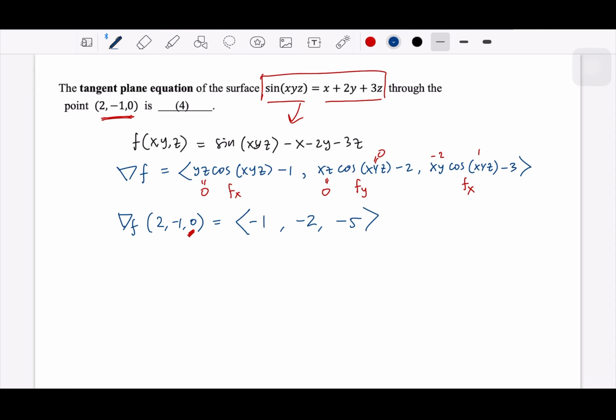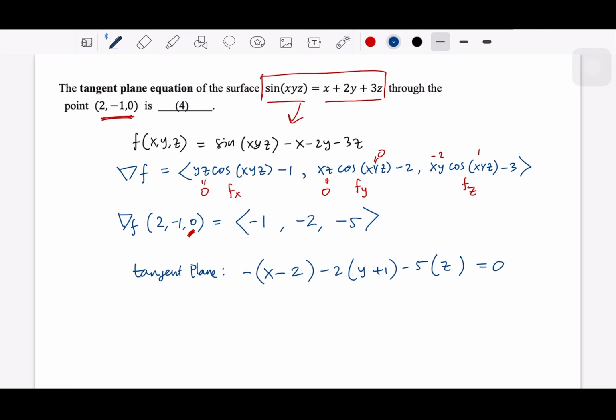As we know, this partial x, partial y, partial z, oh sorry, this is not x, this is z. So we can treat all of those partials as our directions for the tangent plane. So we can set up the tangent plane. So negative 1, and then we can set up x minus 2 for the point, and then minus 2 times y plus 1, and then minus 5 times z minus 0. So just z is equal to 0.